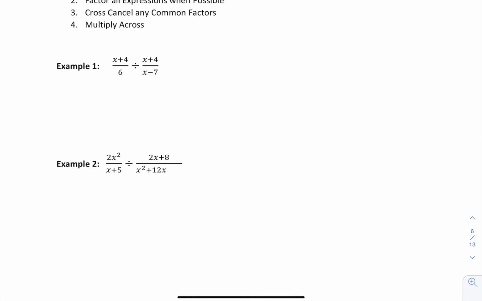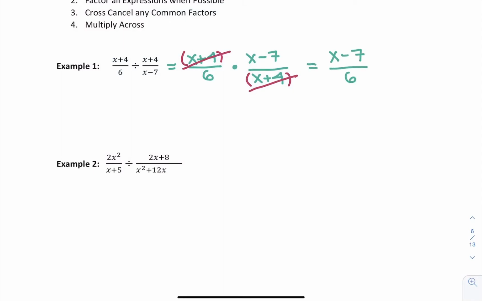In this first one, we're going to keep the first fraction the same, change the division sign to multiplication, and flip the second fraction. Now in this example, there's nothing that we can factor, so now we're going to try to cancel. So this x plus 4 and this x plus 4, since one's on the top and one's on the bottom, we can cancel them. And then we're just left with our answer, which is x minus 7 all over 6.